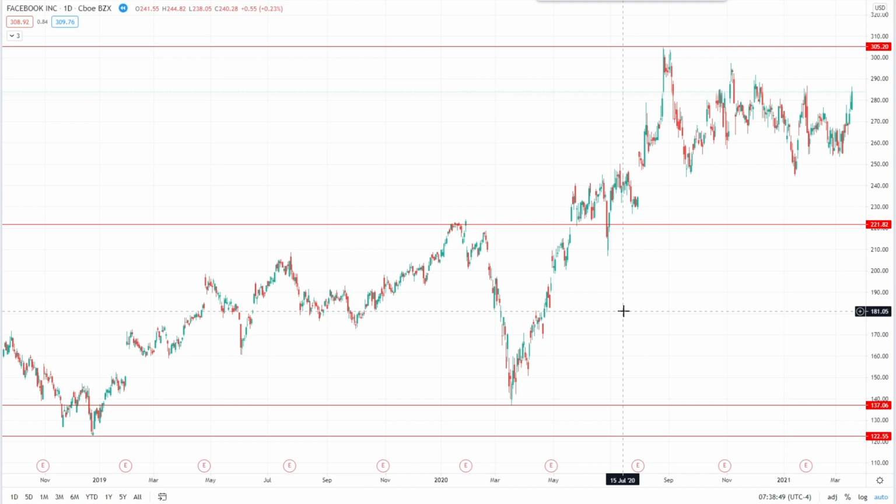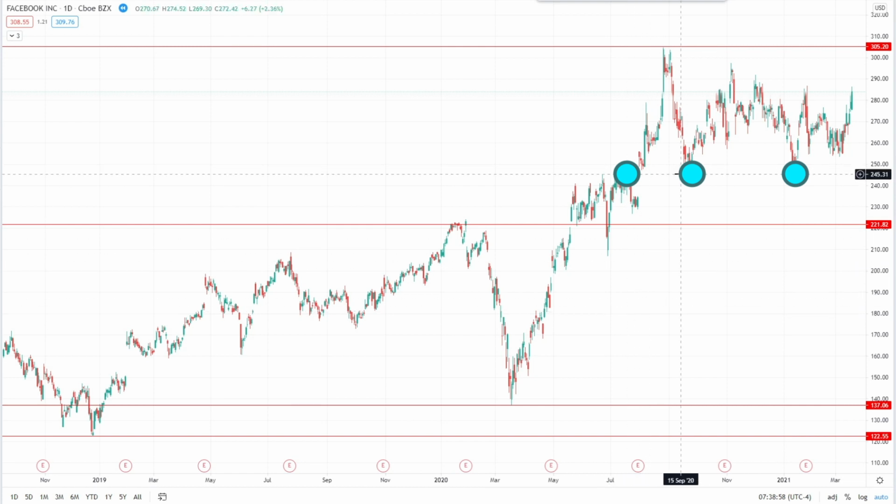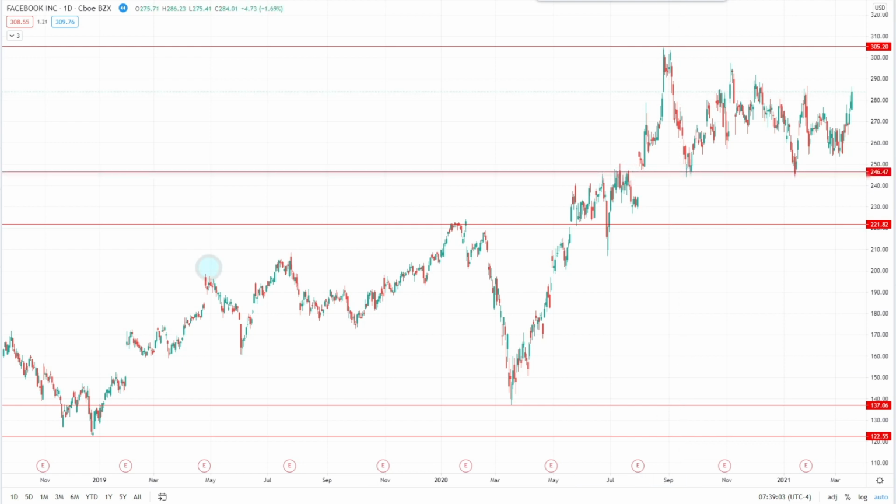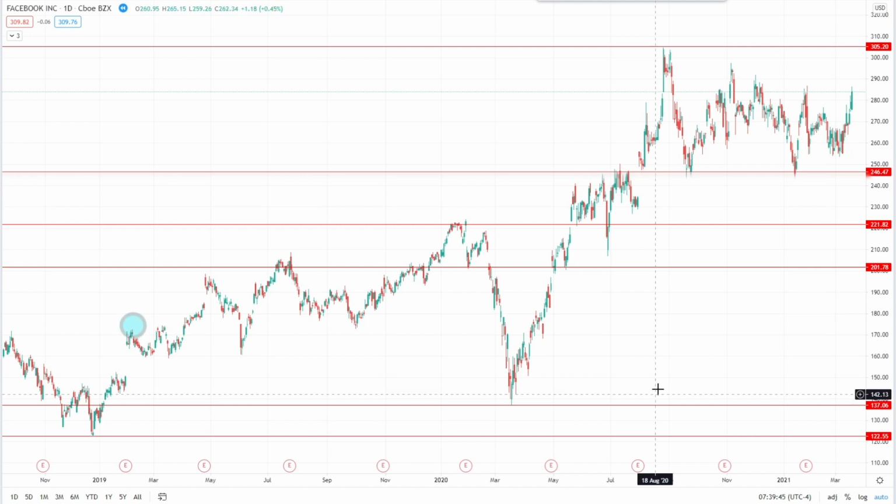Now, we look to identify any less obvious levels that have rejected price on multiple different occasions. The more rejections, the more significant the level. Here, we can see that price has been rejected by this level at $246 on 3 separate occasions. Therefore, this is a level that I will mark during this step of the process. I'm also going to mark this level at $201, which has rejected price multiple times but is a little less obvious at first glance. We continue by adding levels that have acted as both a support and a resistance in the past. As you can see, $174 has acted as a resistance here, and also as a support here.